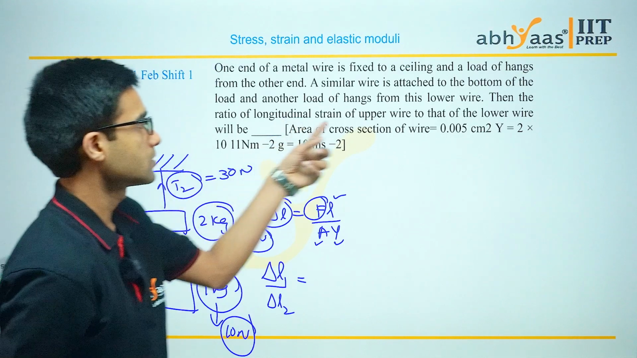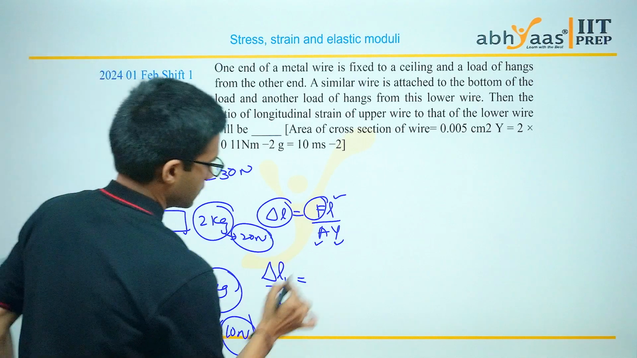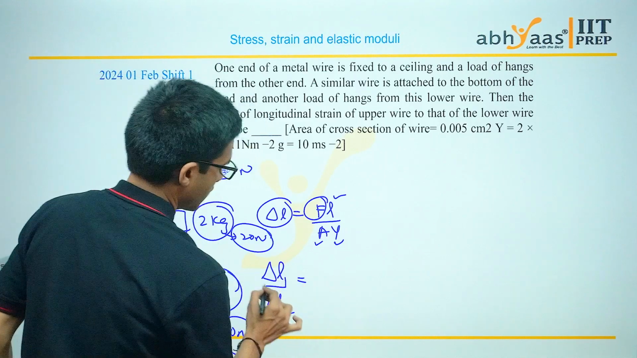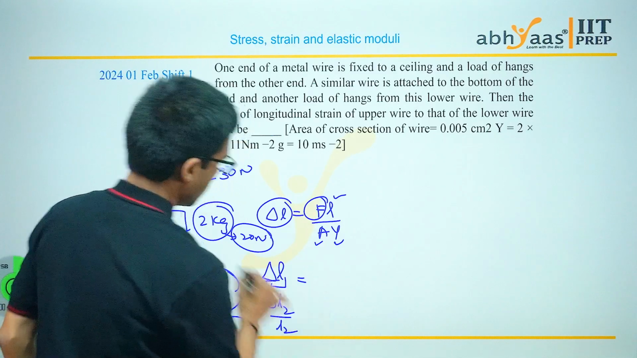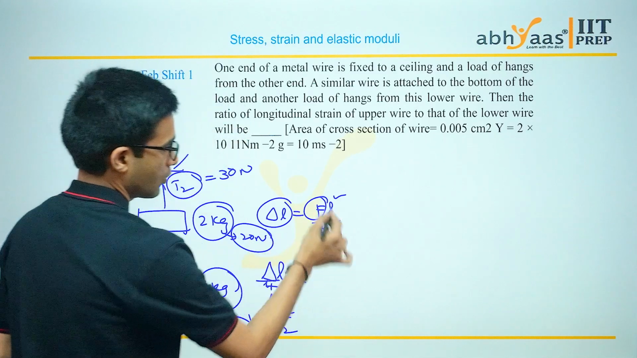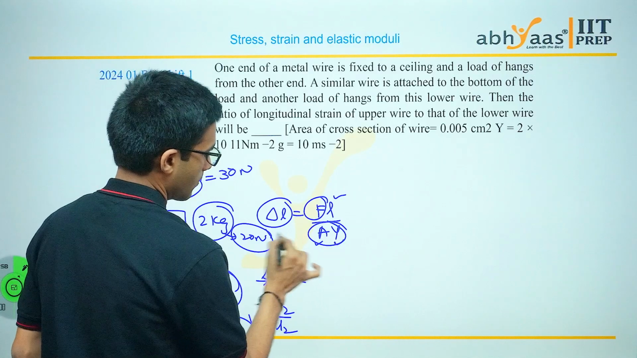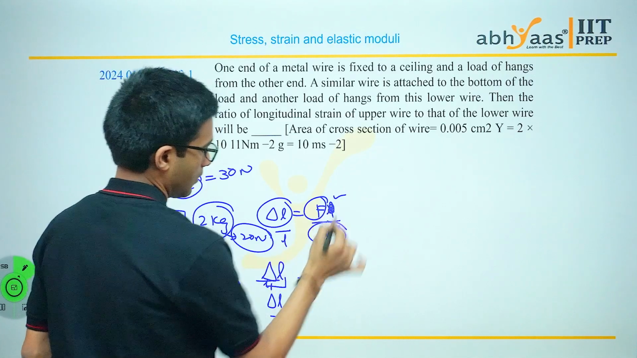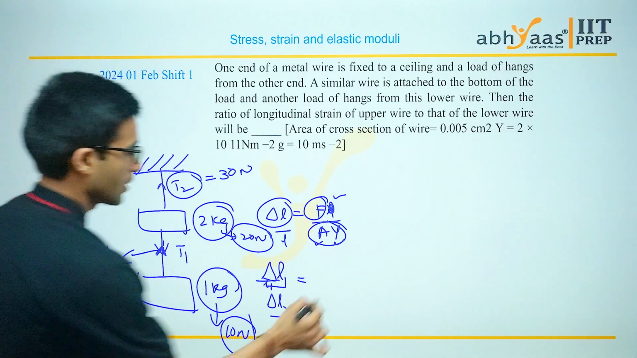So what is asking? Ratio of longitudinal strain of upper wire to the lower wire. So the upper wire is here. That means delta L by L1, and here delta L by L2. So that is proportional to what? F, because these two are the same, area and Y. So delta L by L equals F by AY. So F is what? In the lower wire T1.